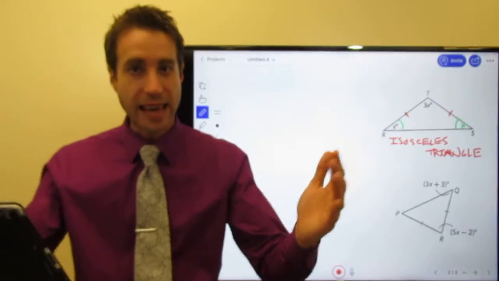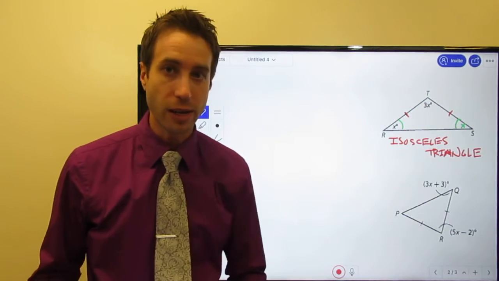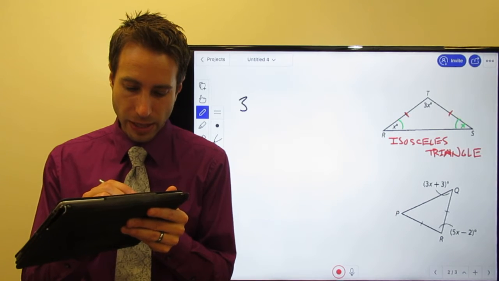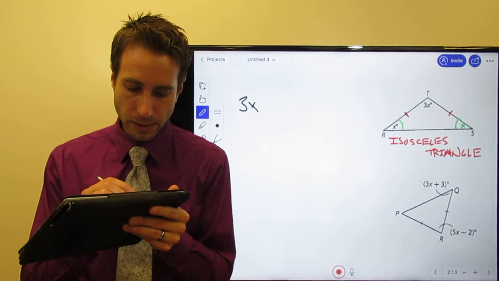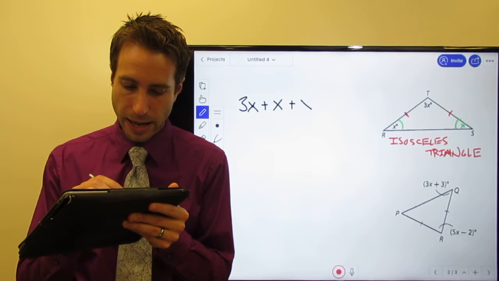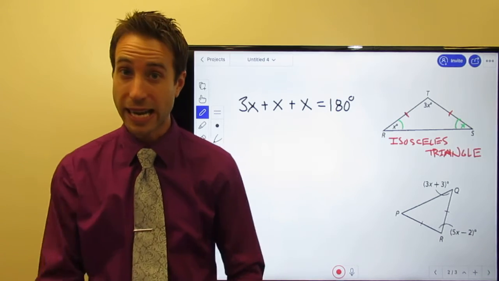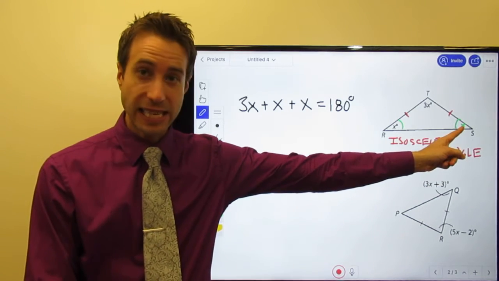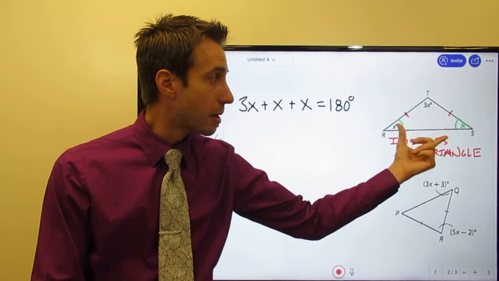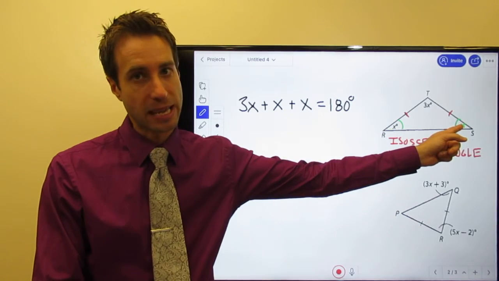Well, boom, just like that, we have everything we need. The interior angles of a triangle must sum to 180 degrees. 3x plus x plus x equals 180. Again, how did I know what that side is? Well, I have an isosceles triangle. So the base angles must be congruent. They have to be the same. Since this one's x, that one's got to be x as well.